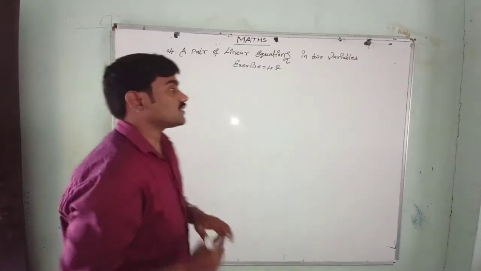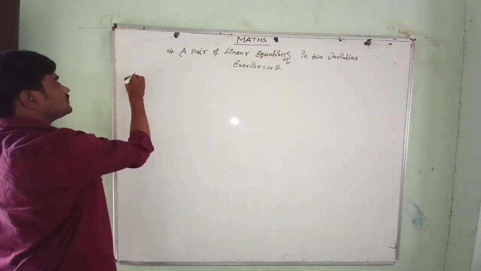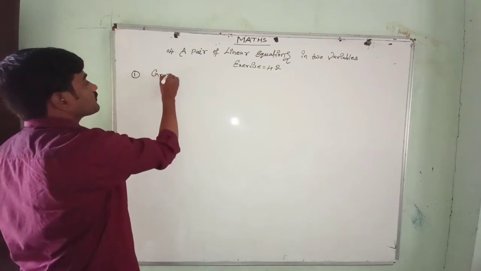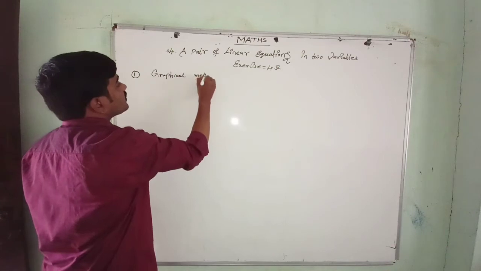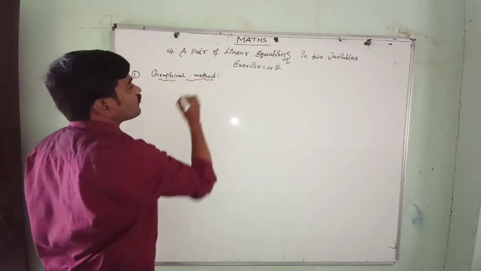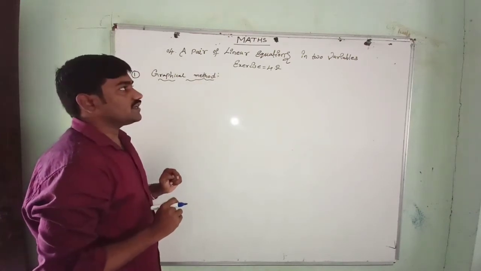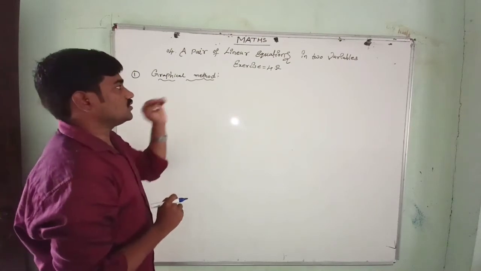We can solve in three methods. The first one is the graphical method, that means the graphical representation method. This we have learned in exercise number 4.1, how to represent a pair of linear equations in two variables by graphs and how to find out the solutions.